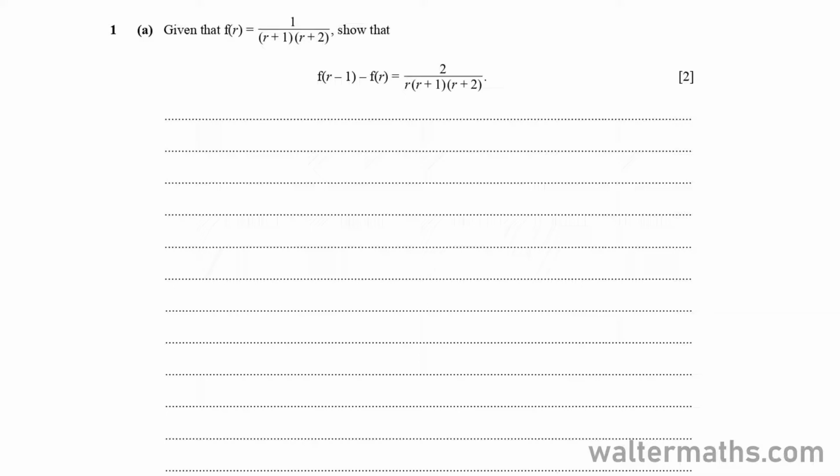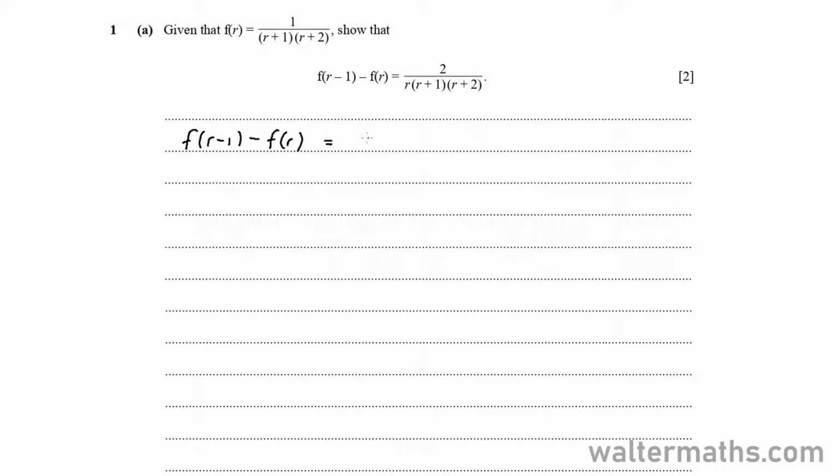Question number 1, part A. Given that f of r is equal to 1 over (r plus 1)(r plus 2), show that f of r minus 1 minus f of r is equal to 2 over r(r plus 1)(r plus 2). Okay, so here we are saying f of r minus 1 minus f of r.